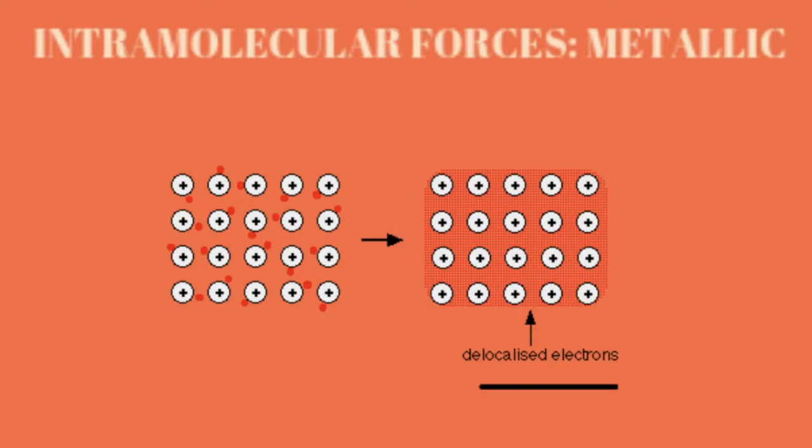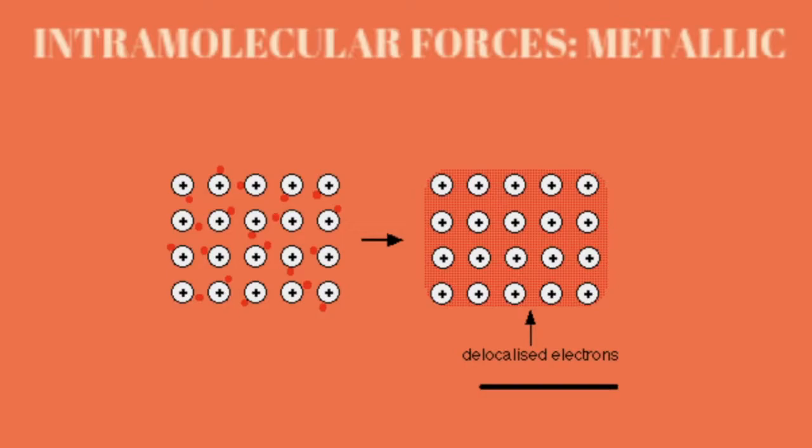Next, we're moving on to metallic, which is our next intramolecular force. And this is basically the reason why pieces of metal can exist. So we know that metals are always positively charged, so therefore they need something negatively charged running throughout the molecule in order to keep it together.